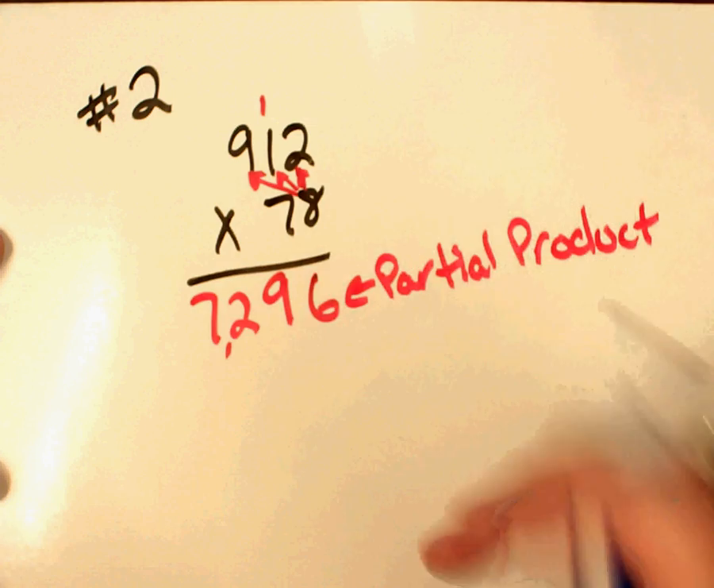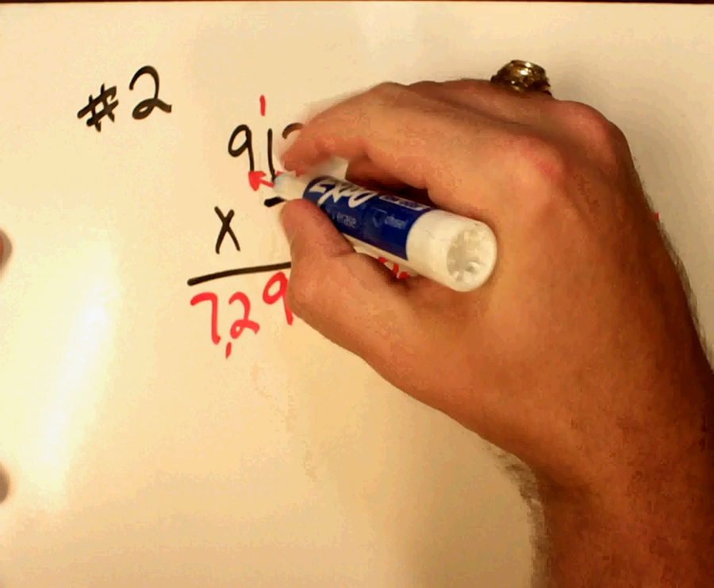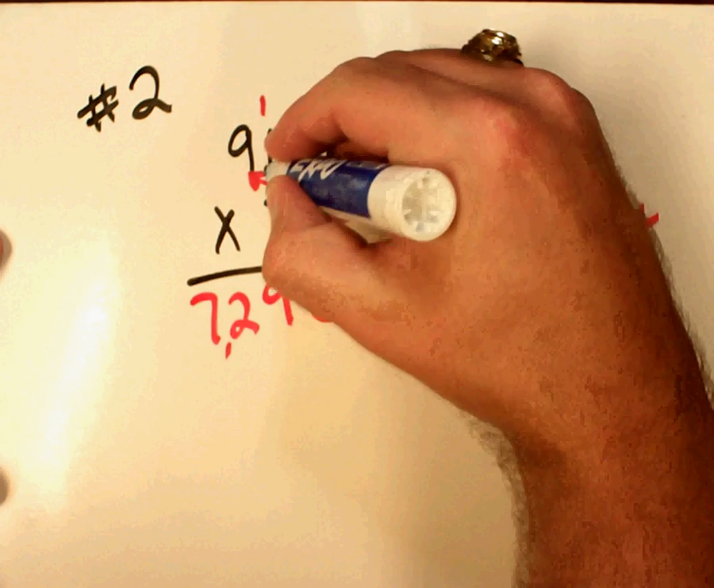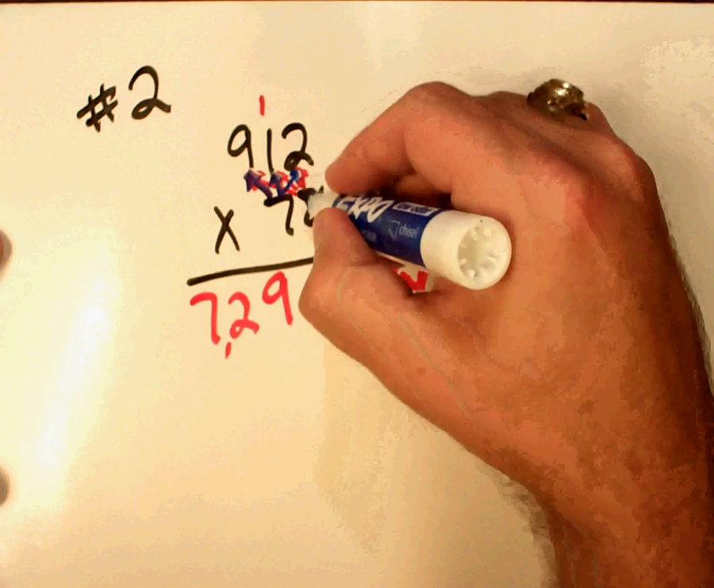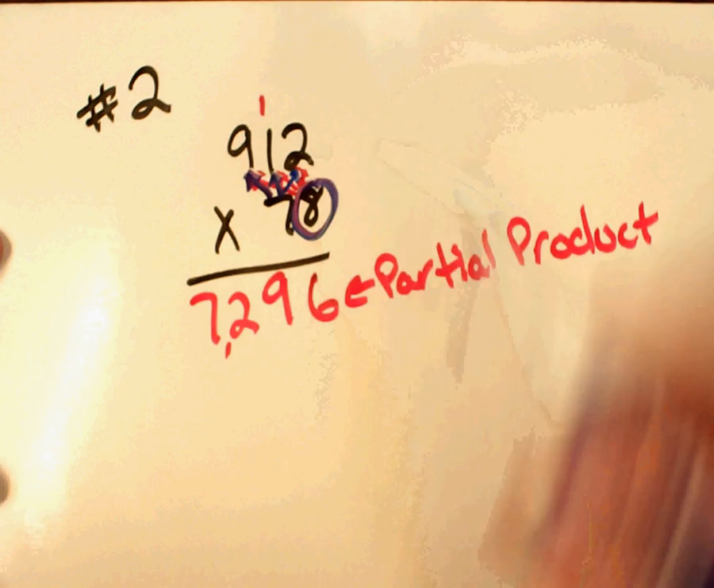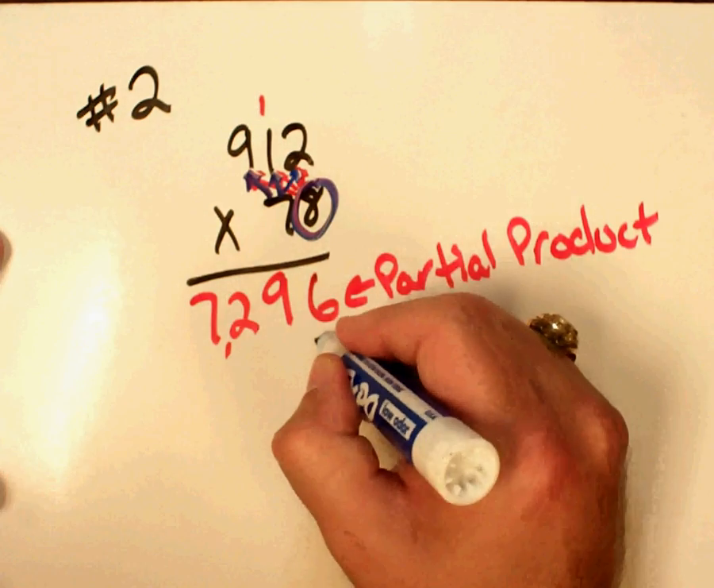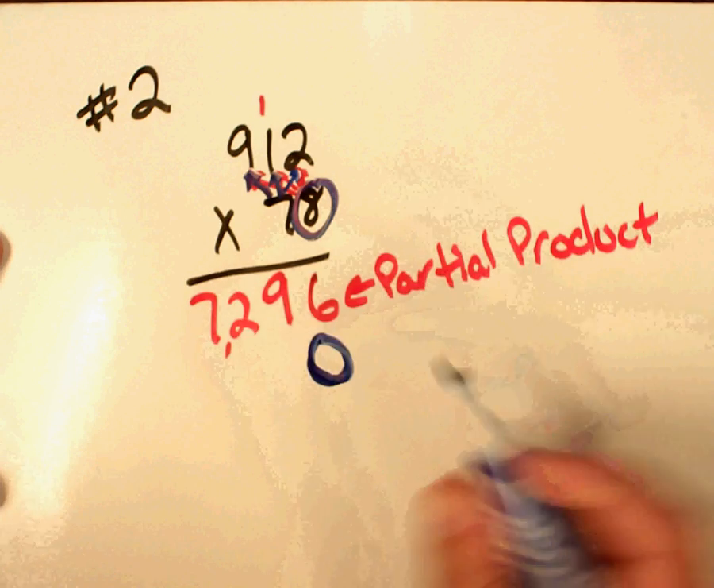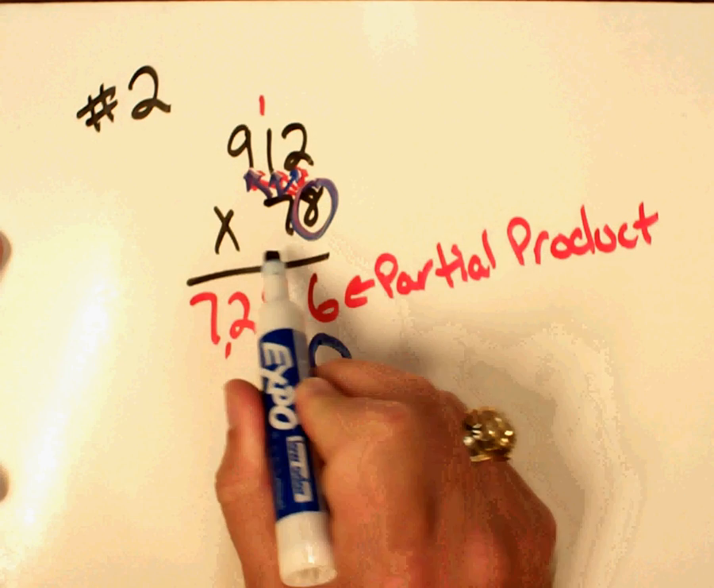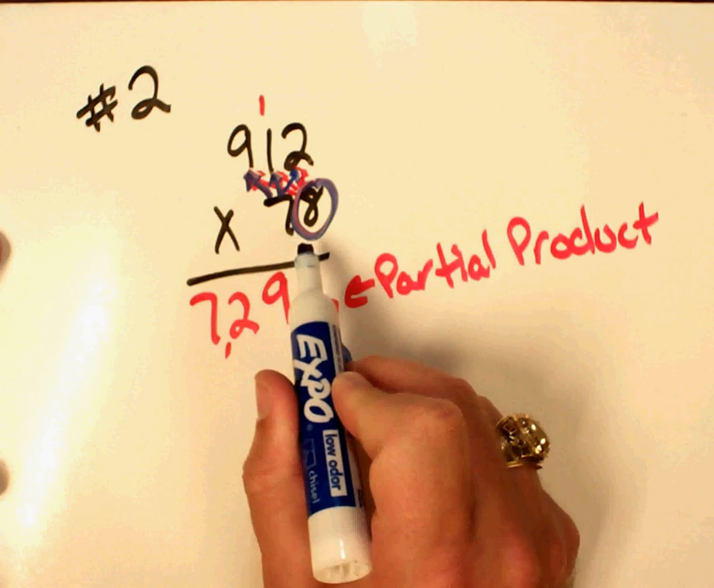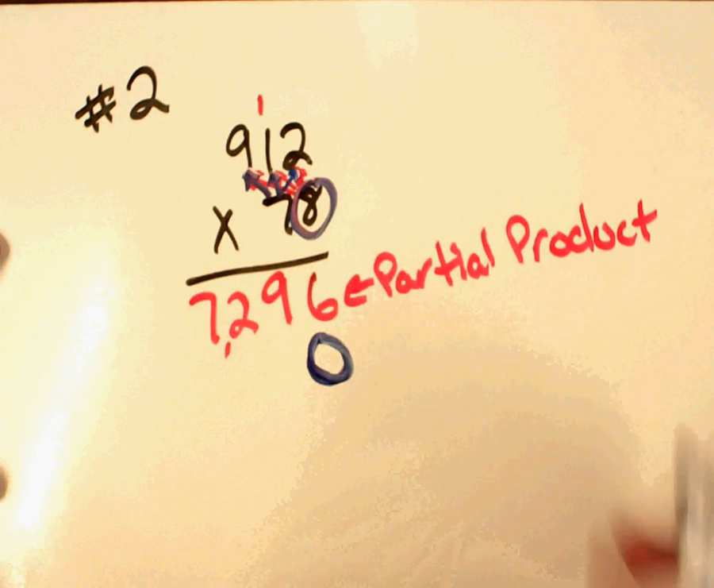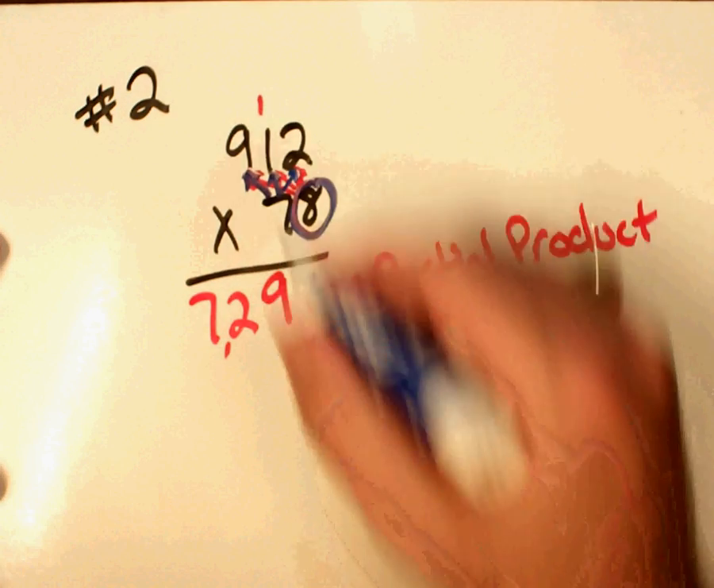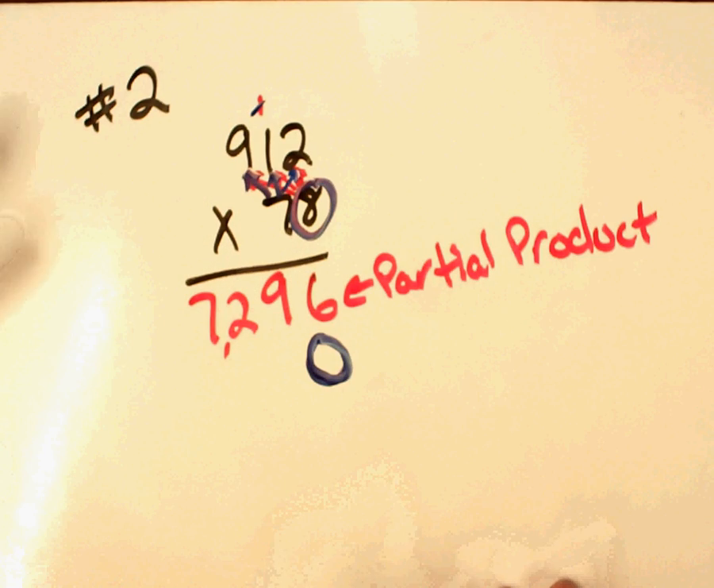Switch to my blue marker. And I'm going to circle the 8 just as a reminder to put my placeholder in there because I'm now multiplying by 70. Not 7, 70. Okay. 7 times 2. Oh, I'm going to mark out my remainders up here too. Don't want to get confused.